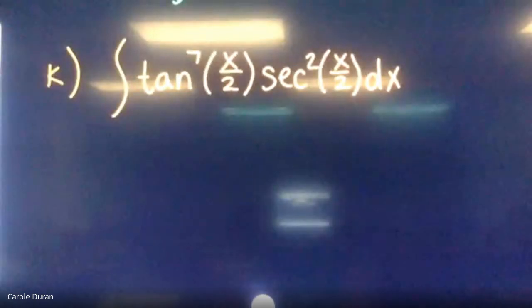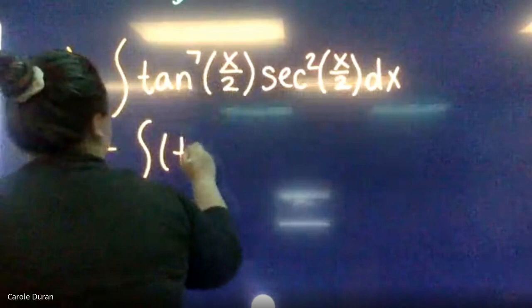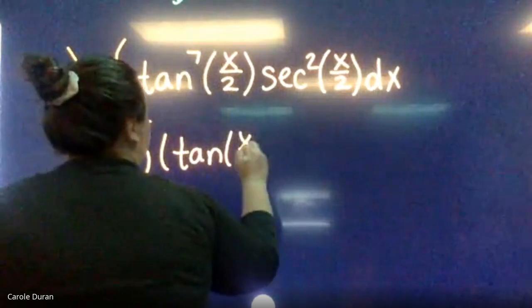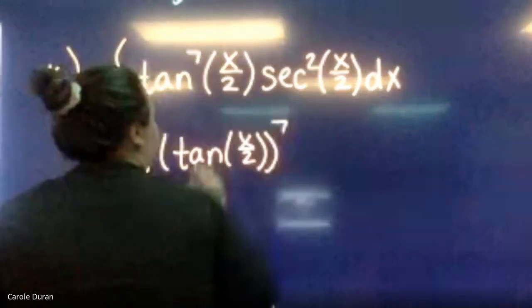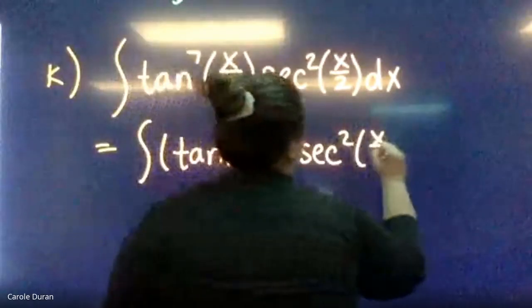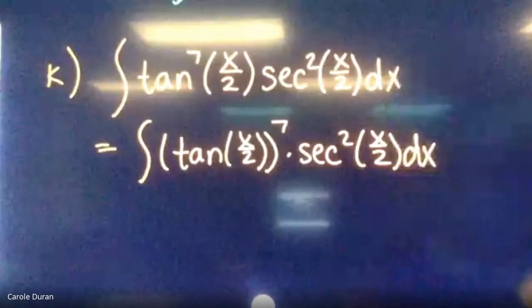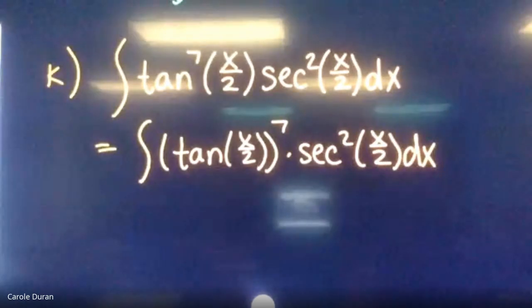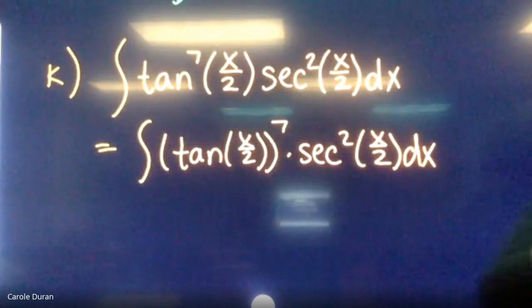If it helps you at all, we can also recognize that this is the same as tangent of x over 2, all to the 7th power, times secant squared of x over 2 dx. If it helps you to realize what's happening, you could also write it like that. They mean the exact same thing. I'm going to go the opposite way of taking the derivative, so this helps me identify what my inside function is.